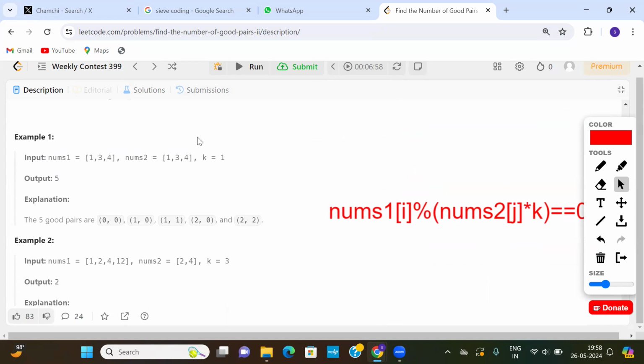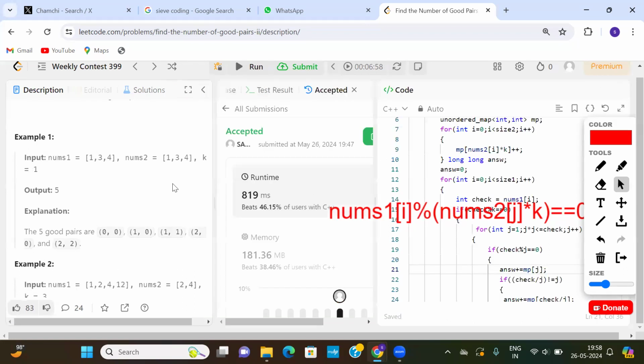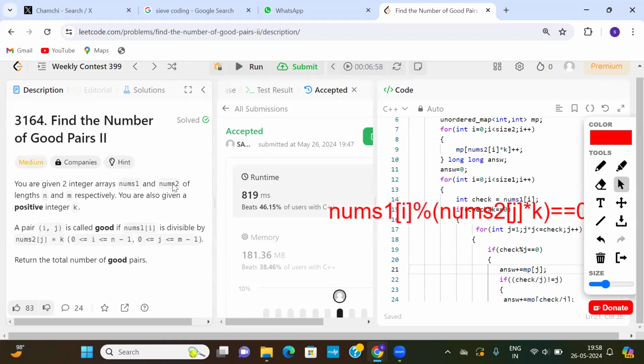What are the divisors of 3? The divisors of 3 are 1 and 3. MP at index 1 is 1, MP at index 3 is 1. So 2 will get added for this case. And for 4, the divisors are 1, 2, and 4. MP at index 1 is 1, MP at index 4 is also 1, and MP at index 2 is 0. So only 2 will get added in this case. 2 plus 2 plus 1 comes out to be 5, which will be our output. So I have solved this particular question. If these constraints are there, then we have to apply this particular approach.